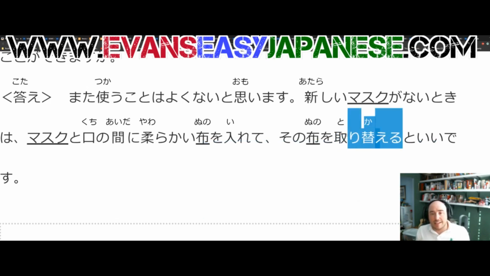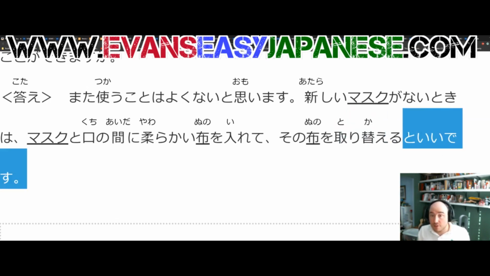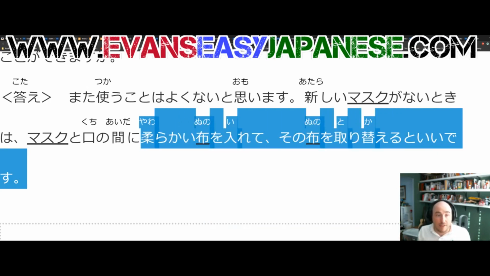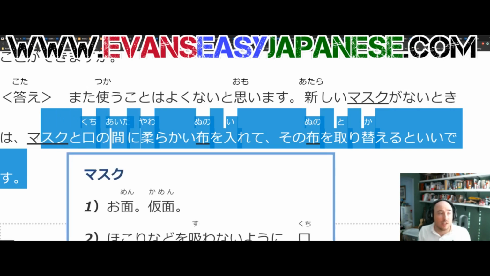So be aware that this looks like it's just do that, and you might be thinking just one time. However, it is sort of a plurality of events. She's saying do this every single day. It's habitually do this. So it is good if you exchange that fabric. Which fabric? The soft fabric that you put in between your mask and your mouth.